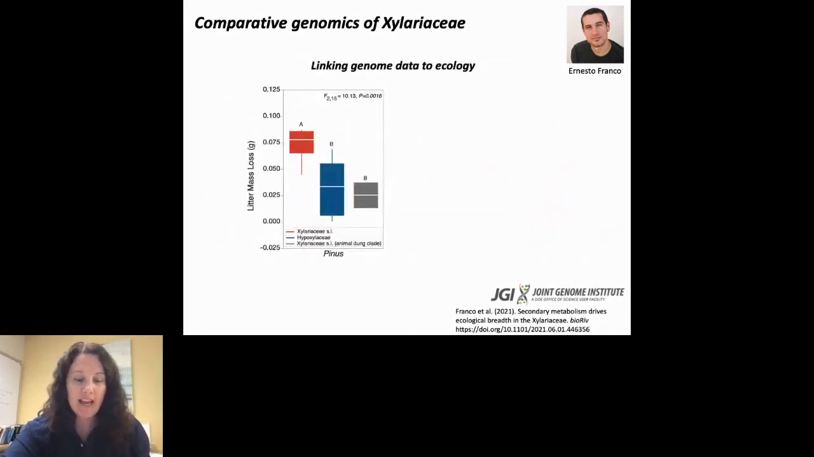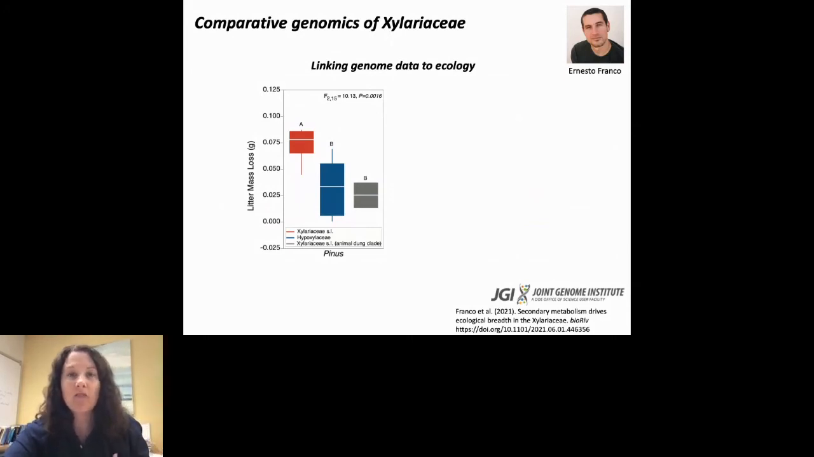We looked at that by using mass loss assays. Again, the y-axis here is the amount of mass loss of pine needles. And we saw that, yes, those genomic differences result in functional differences, where members of the Xylariaceae, regardless of whether they were isolated as endophytes or saprotrophs, are able to degrade more tissue compared to Hypoxylaceae.